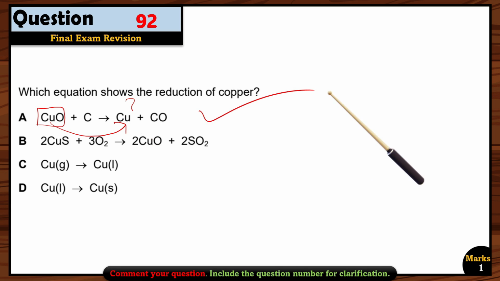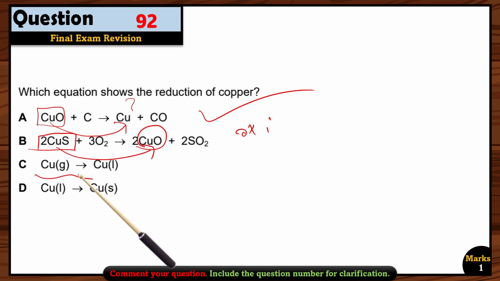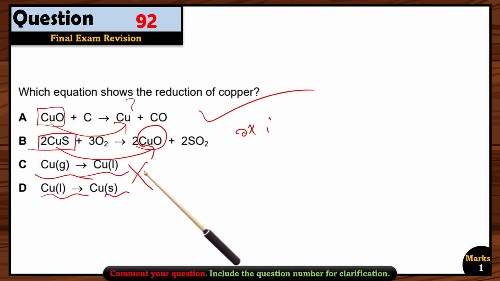But we can look at the other options also. The copper sulfate you have first and then it becomes copper oxide. So it gained the oxygen, so it is oxidation, right? Here the copper gas changed to liquid, and the liquid changed to solid. It is just a change in the state of matter. No redox reaction is taking place. So option A is the only right option here.